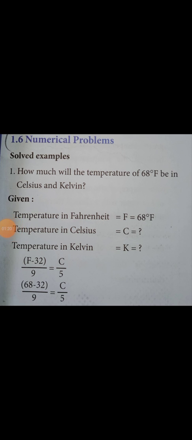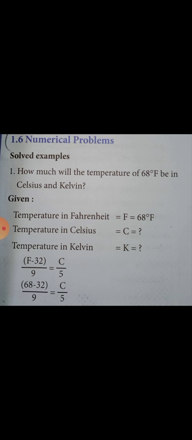So this is the first numerical problem. First read the question. How much will the temperature of 68 degrees Fahrenheit be in Celsius and Kelvin? Here the Fahrenheit scale is given, and we have to convert it into the Celsius scale and Kelvin scale. Write what is given: the temperature in Fahrenheit is 68 degrees Fahrenheit, and we have to find it in the Celsius scale and Kelvin scale.